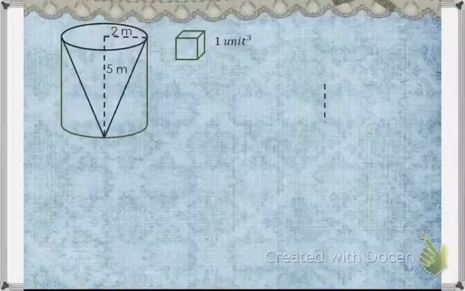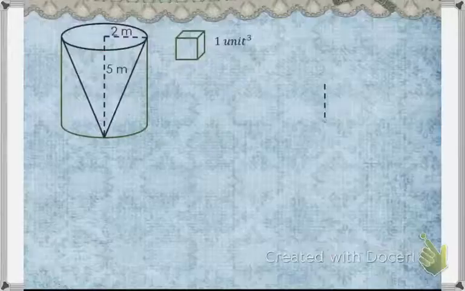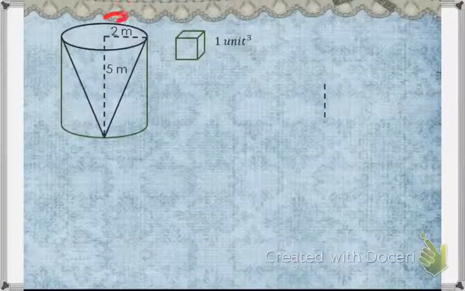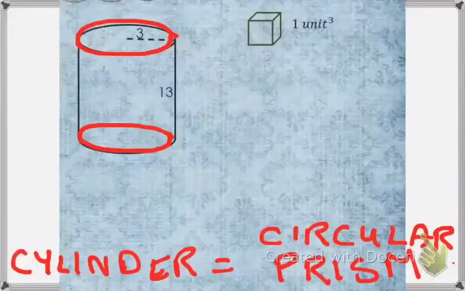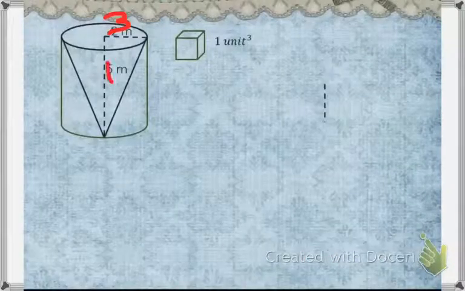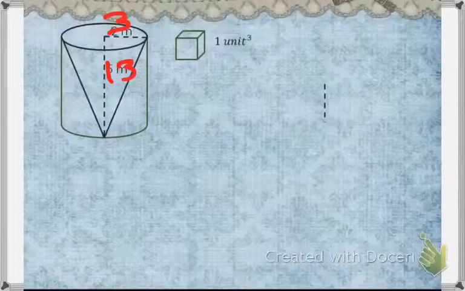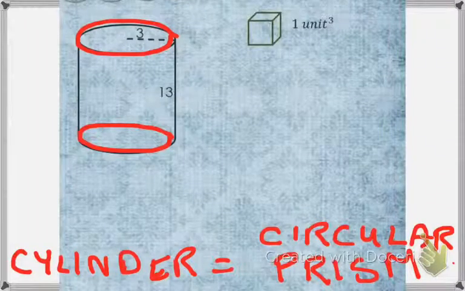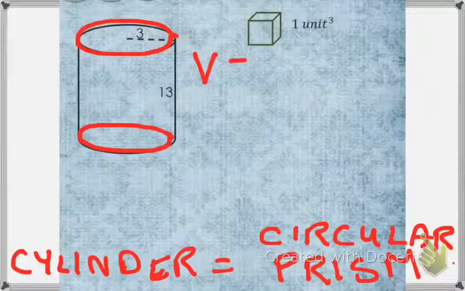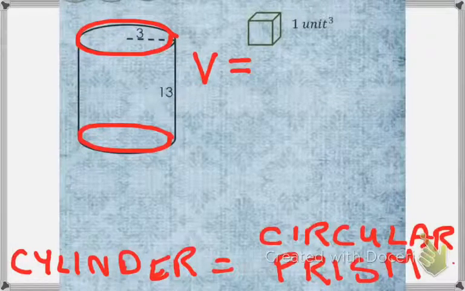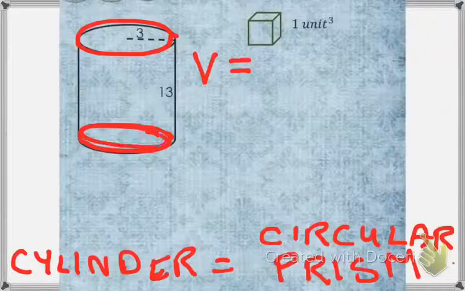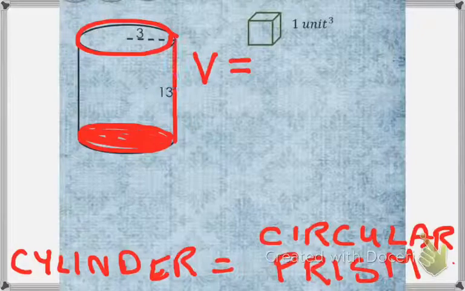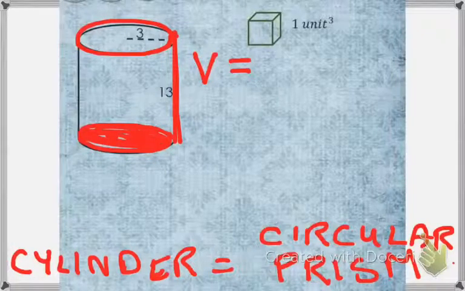Now let's pretend this is 3. Oh wait, the units are totally different. Let's pretend this is 3 for radius and 13 for the height, just so we're dealing with the same cone here. So to get the volume of this cylinder, we would want the area of the base and multiply that times the height to get the three-dimensional volume.